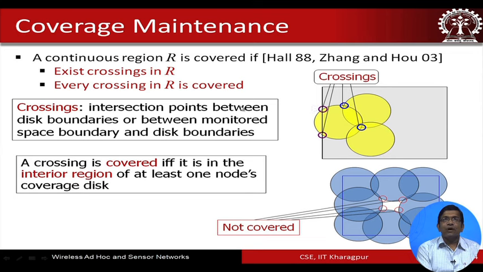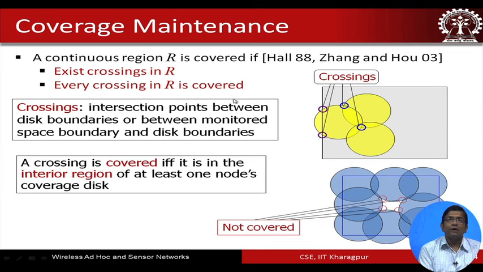Crossings are intersection points between disk boundaries or between the monitored space boundary and disk boundaries, as I explained before. So, what is required is to cover the crossings. Zhang and Hu's work talks about how to cover the crossings. And what is the meaning of covering a crossing?